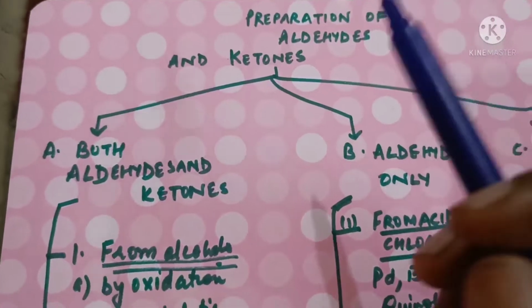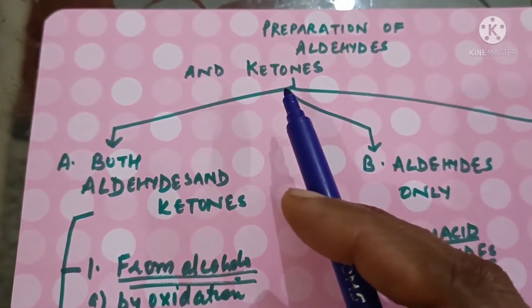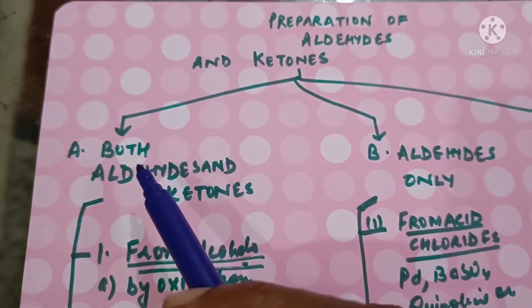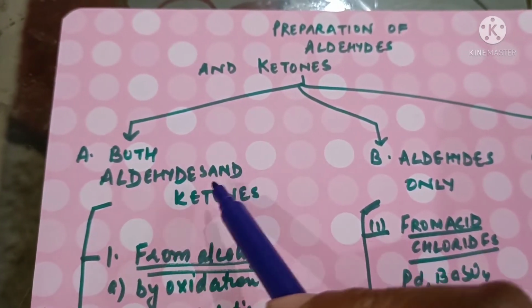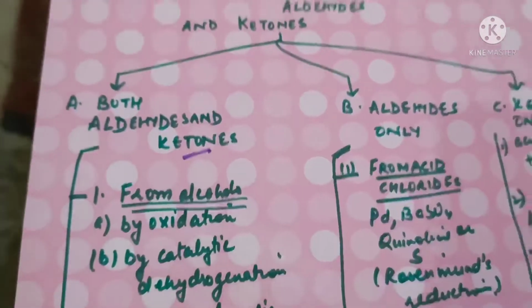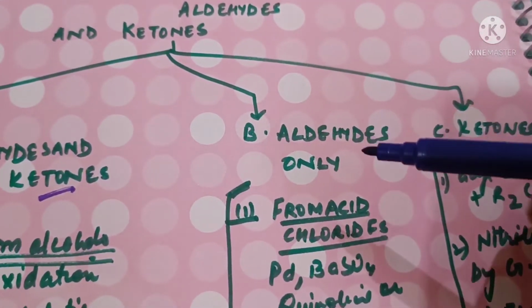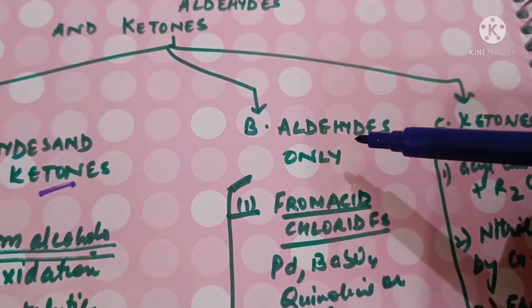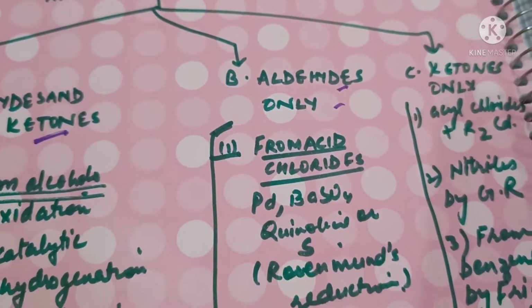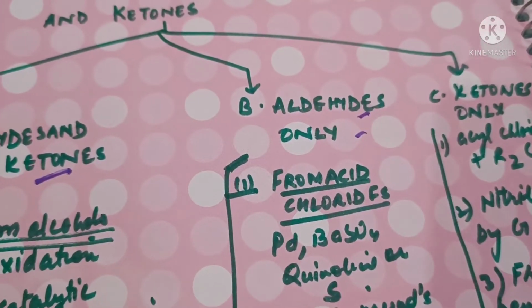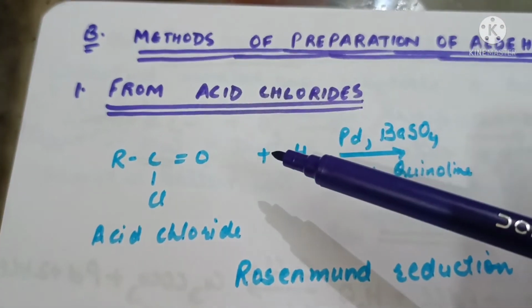We are doing preparations of aldehydes and ketones. In our previous videos, we did the methods of preparation of both aldehydes and ketones. So, in the second part, we will do the methods of preparation of aldehydes only and methods of preparation of ketones only. It is from acid chlorides.